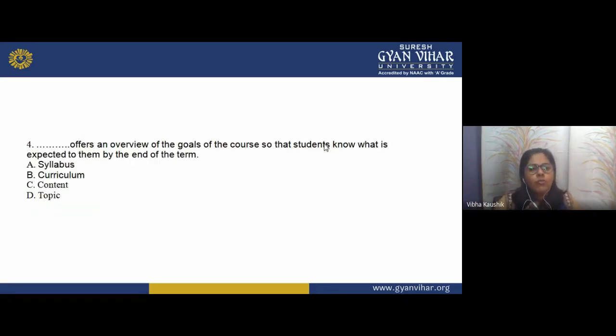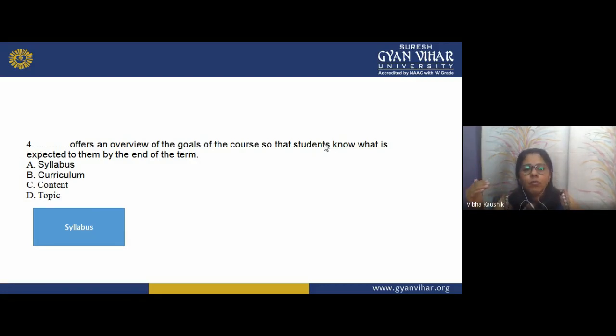Fourth, dash offers an overview of the goal of the course so that students know what is expected of them by the end of the term. Now the options are A. syllabus, B. curriculum, C. content, or D. topic. So you have the four options. Now you have to select the correct option on the basis of which offers an overview of the goal of the course, so the students know what is expected of them by the end of the term. Now the correct answer is option A, that is syllabus.